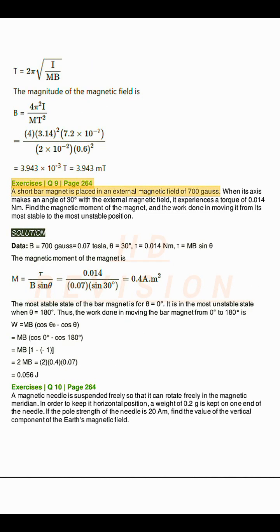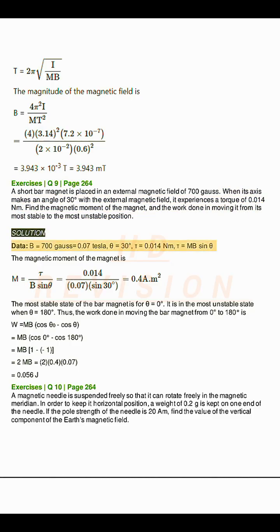Exercises, Q9, page 264. A short bar magnet is placed in an external magnetic field of 700 Gauss. When its axis makes an angle of 30 degrees with the external magnetic field, it experiences a torque of 0.014 Newton meters. Find the magnetic moment of the magnet, and the work done in moving it from its most stable to the most unstable position.